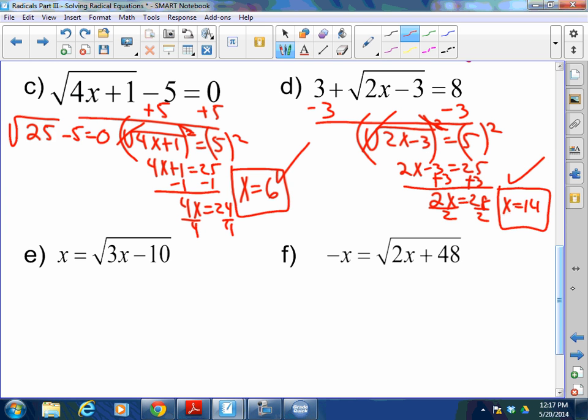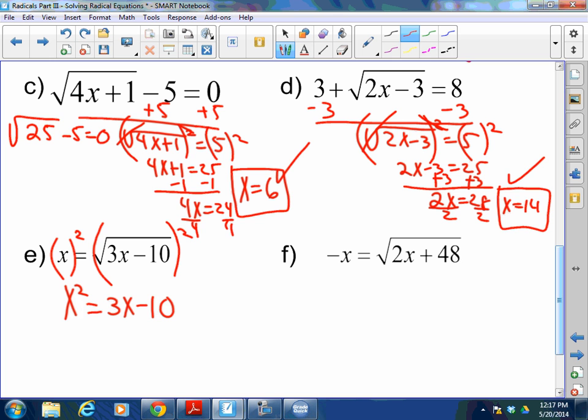You guys with me? Okay. Here, I want to get rid of this square root. How do I do that, y'all? Square it. Very good. Now here, pay attention to what's happening here. This is 3x minus 10.